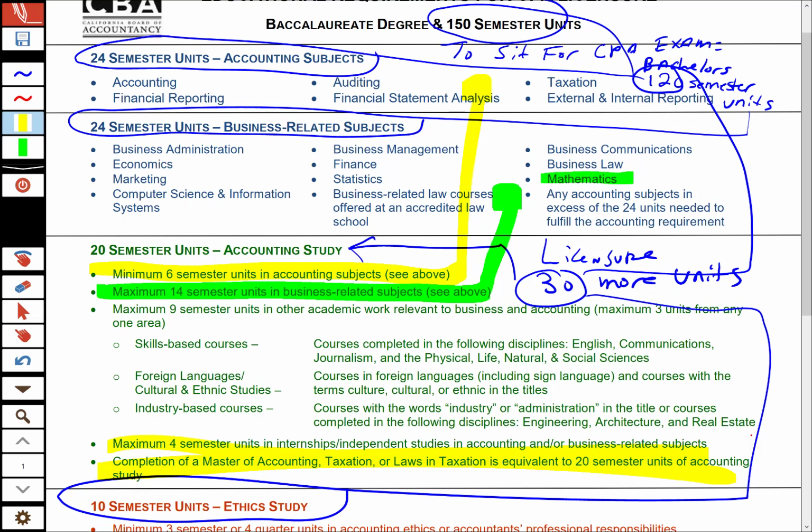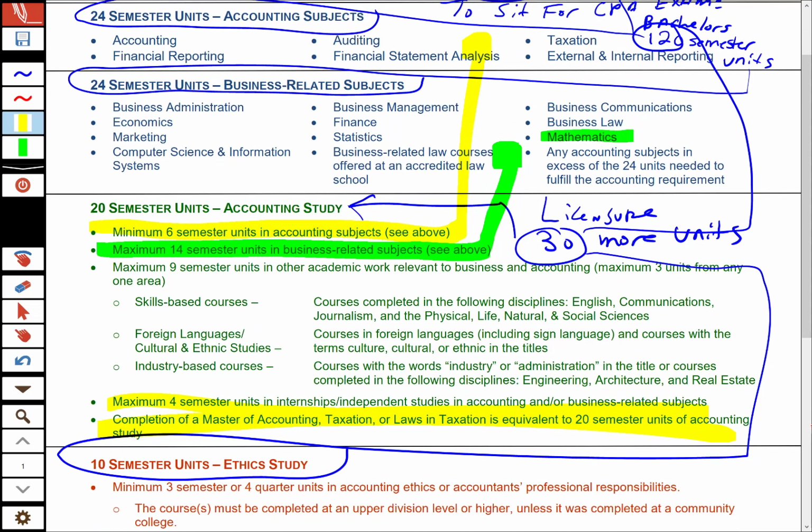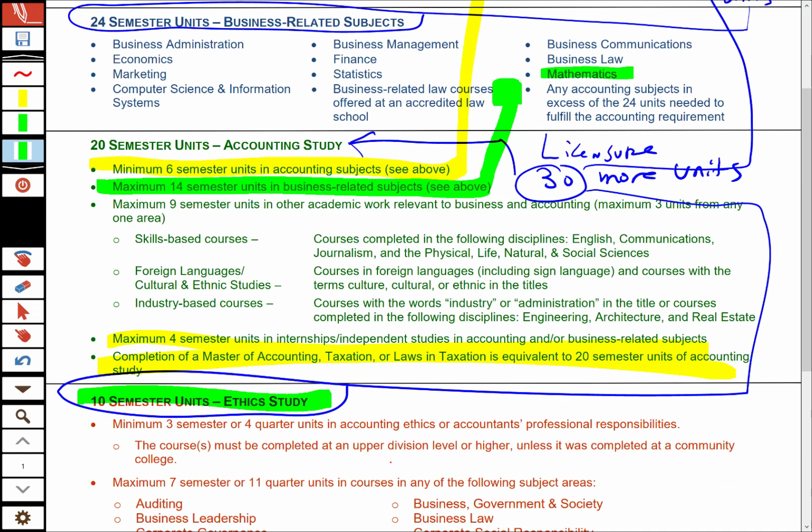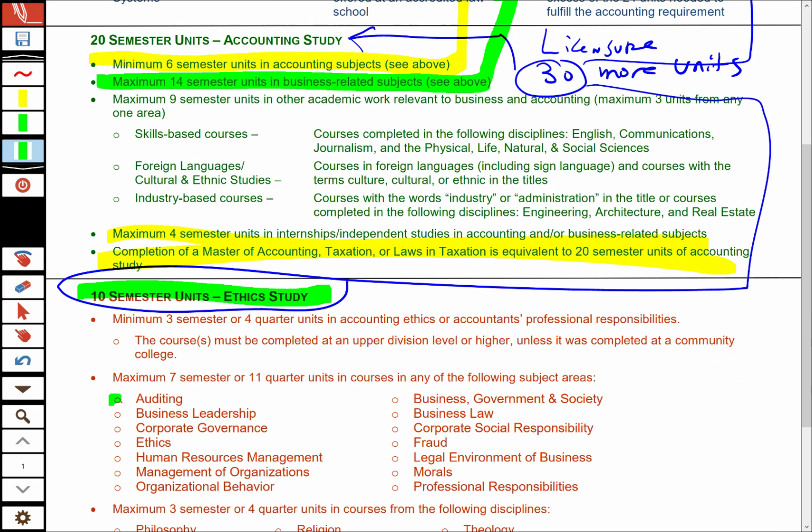Okay, so for most of my master's students, the challenge is getting these ethics units. Okay, and when we get to the ethics category, this class will get you some ethics. Okay, up to 7 units. Classes having these words. Okay, organizational behavior, that sort of thing. Everyone has to have the accounting ethics class, which I think is a requirement for the master's degree. So once you take that accounting ethics class, that'll cover that 3-unit class that everybody has to have.